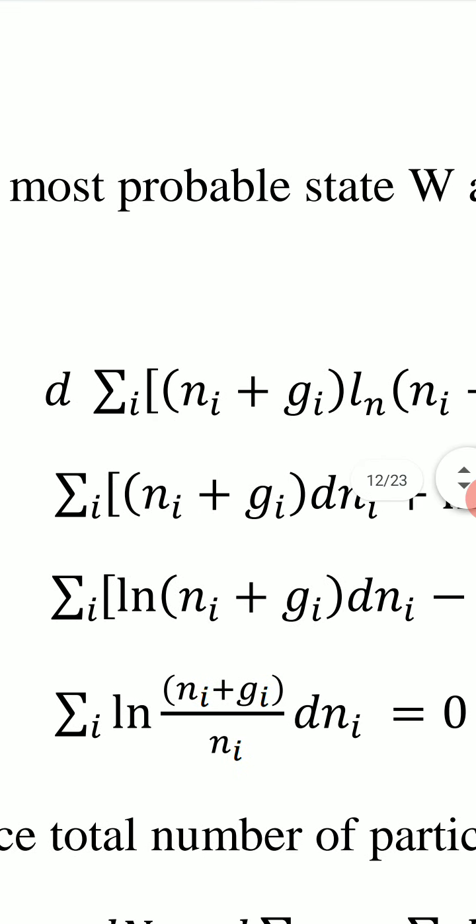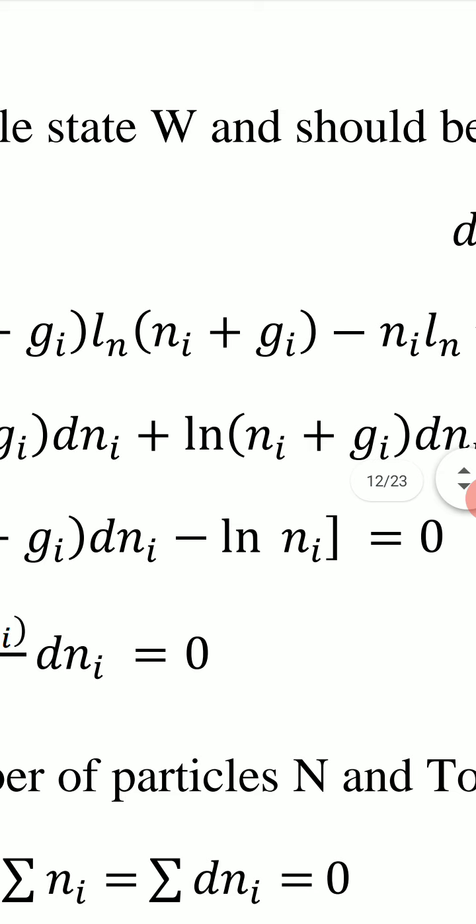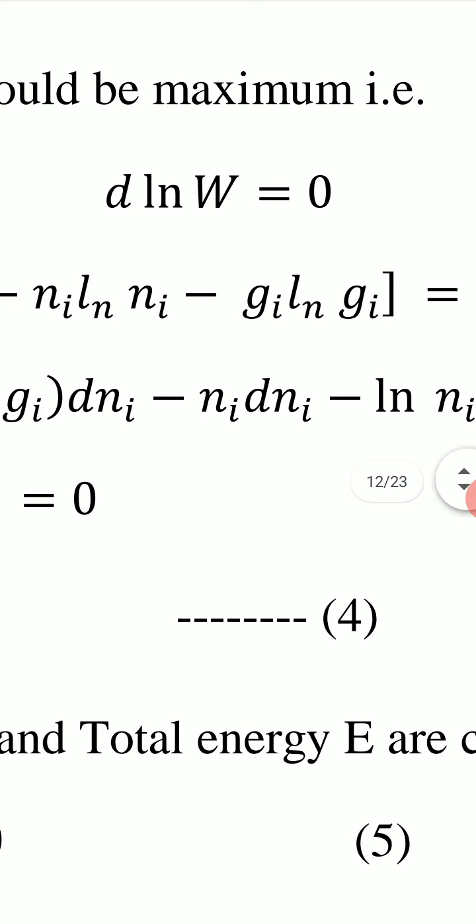So for the most probable state, the thermodynamic probability W must be maximum. So W will be maximum, or log W will be maximum, and the condition that log W is maximum is that its differentiation will be equal to 0. From the condition of maxima and minima, the differentiation of that quantity must be 0 for its maximum or minimum value. So for the most probable state, for the equilibrium state, the thermodynamic probability W must be maximum, so log W must be maximum, so its differentiation d log W must be 0.